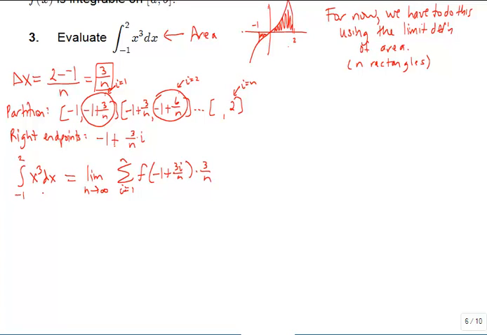Okay? All right, now that we have it set up, we want to use our function. And what's our function? Our function is this function inside of our integral, our x cubed. So I am going to substitute in this right endpoint into the x cubed function. So this is going to become negative 1 plus 3i over n quantity cubed times 3 over n.